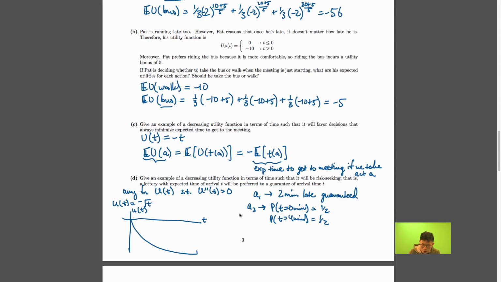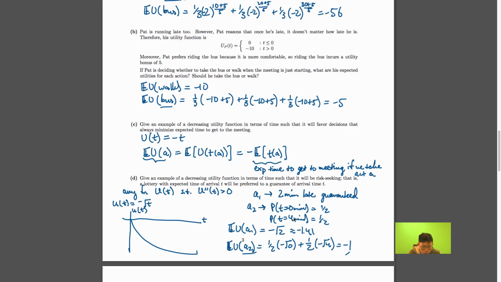All right, so let's look at the expected utilities of these two actions. So the expected utility of taking action 1 is just negative square root 2, right? And the expected utility of taking action 2 is just 1/2 times negative square root 0 plus 1/2 negative square root 4, which is just negative 1. And negative square root 2 is approximately negative 1.41. And we can see that in this case, we would actually prefer action 2 because it gives us an expected utility of negative 1, which is greater than negative 1.41.